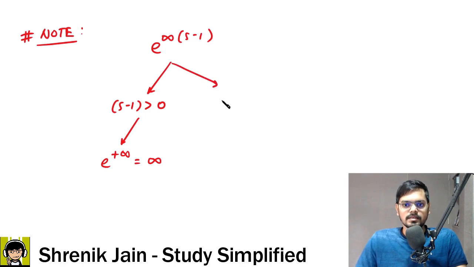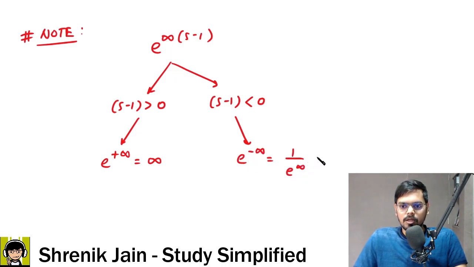But if I say that s minus 1 is less than 0, which means negative, what will happen? E to the power negative infinity, that is 1 upon e to the power infinity, 1 upon infinity. Oh sir, the answer is 0.